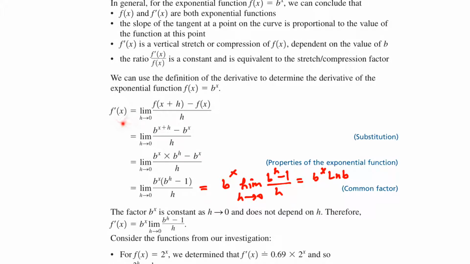The textbook uses first principle, and knowing that the limit of b to the power of h minus 1 over h as h approaches 0 is ln of b, they proved the limit of b to the power of x plus h minus b to the power of x over h as h approaches 0 is b to the power of x ln of b.